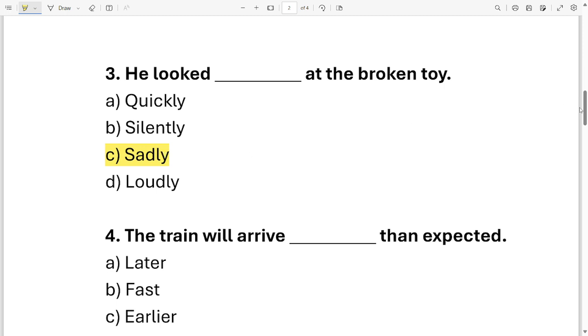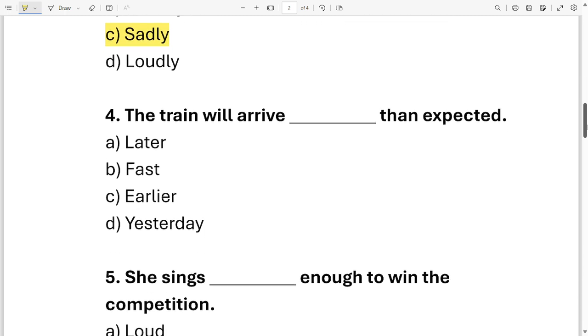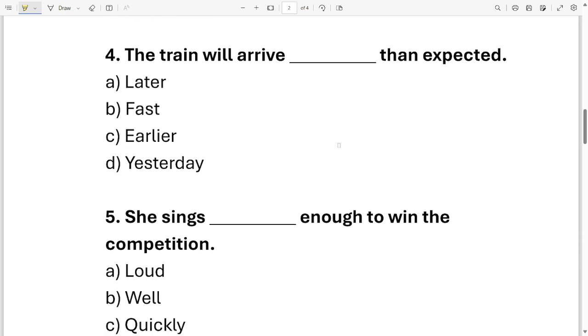Let's move to the next question, which is question number 4, which is another fill in the blanks. The sentence: the train will arrive dash than expected. Now, options to fill in this blank are later, fast, earlier, yesterday. These are the 4 options. Which one is correct? Is option A correct? Is B correct? Is C correct? Or D is correct?